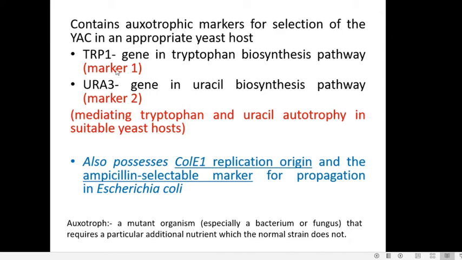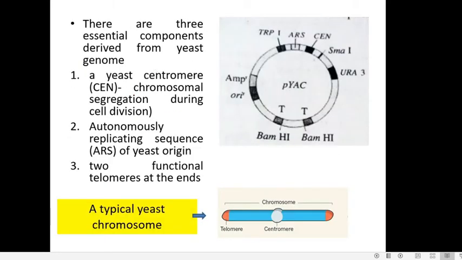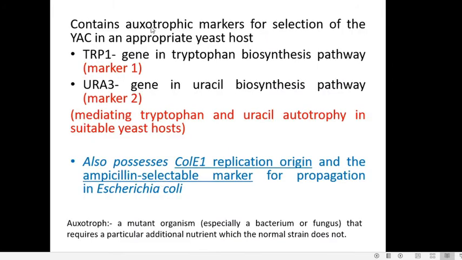In the former case, this gene will allow you to select the transformed cells, and in the latter case, this gene will help you to select the non-transformed and the transformed cells. That is how these genes allow you to screen the transformed cells from the non-transformed cells. So these are the particular sequences, that is CEN, ARS, telomere sequences, and the auxotrophic markers, that is TRP1, URA3, etc., which are characteristic of YAC, and these are all derived from the yeast genome.